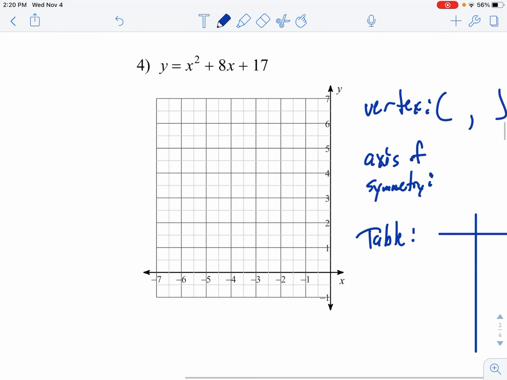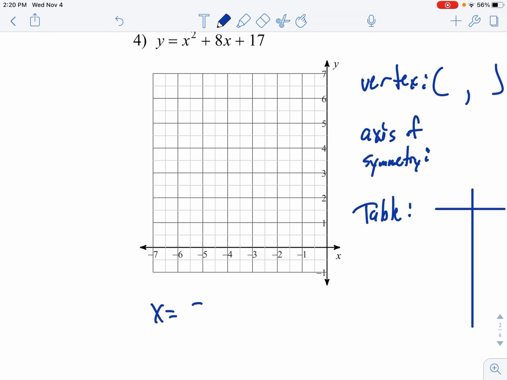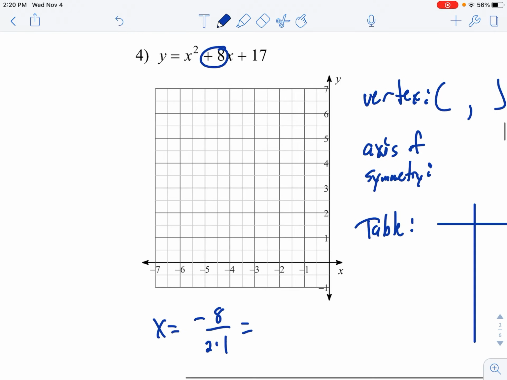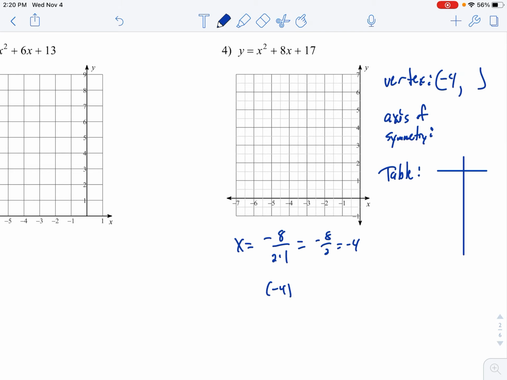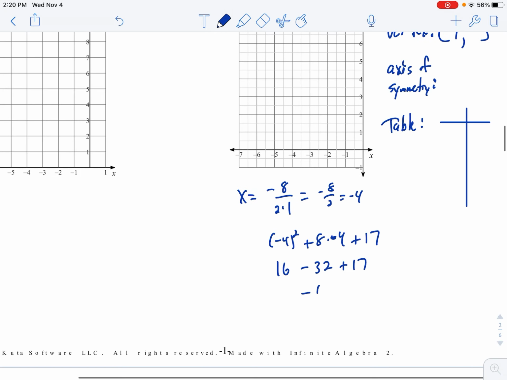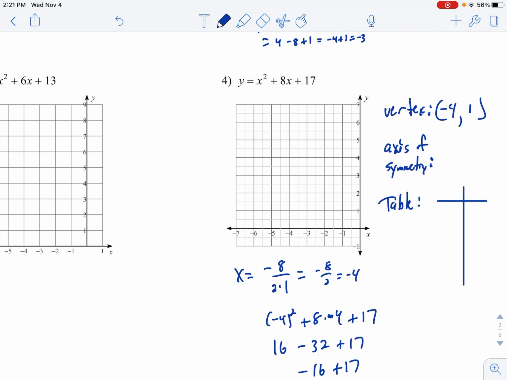So the vertex, find the vertex. X equals negative 8 over 2 times 1, right? That's negative 8 over 2, which is negative 4. To find the y value that goes with that: negative 4 squared plus 8 times negative 4 plus 17. So that's 16 minus 32 plus 17. Negative 16 plus 17 is 1. So there's our vertex.